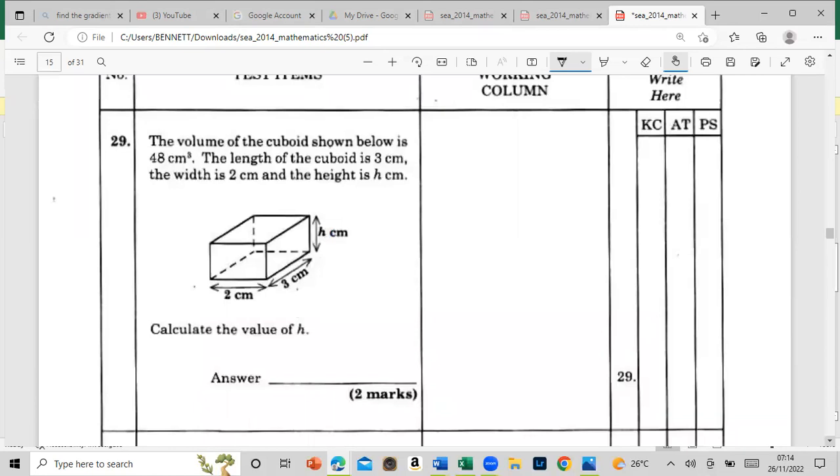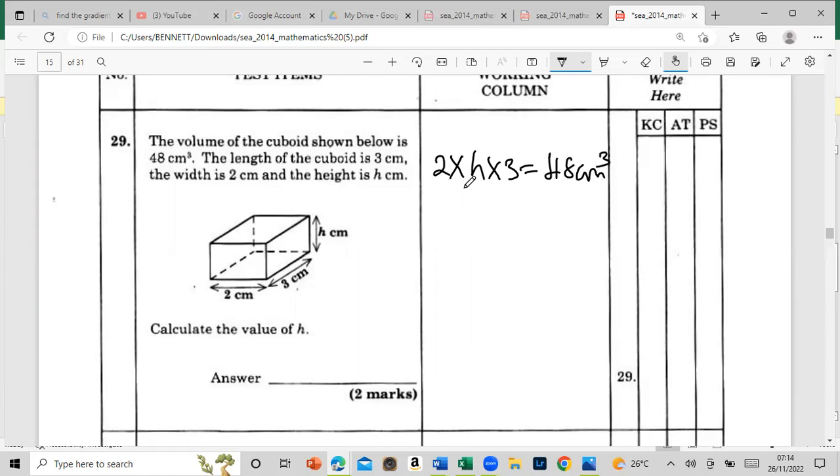Question 29. The volume of a cuboid shown below is 48 cubic centimeters. The length of the cuboid is 3 centimeters. The width is 2 centimeters. What is the height? So we'll need to find the height. Volume is 2 multiplied by h, we don't know the height, multiplied by 3, and that should give you 48. So it's a very easy, straightforward question.